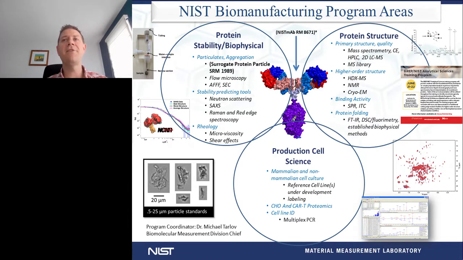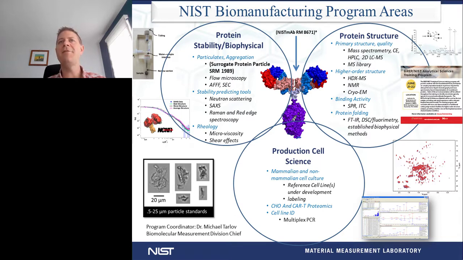This is actually what very large aggregated proteins look like under microflow imaging. Very similar characteristics, and this standard is actually between 0.5 to 25 microns in size, and it can be used to calibrate various types of instrumentation, such as microflow imaging for those particulates. We've also got some very unique capabilities within NIST that are rather uncommon throughout the United States, including neutron scattering and small angle X-ray scattering. These techniques can be very useful in looking at the dynamics of proteins, which is sort of an emerging measurement area in the field of biopharmaceuticals.